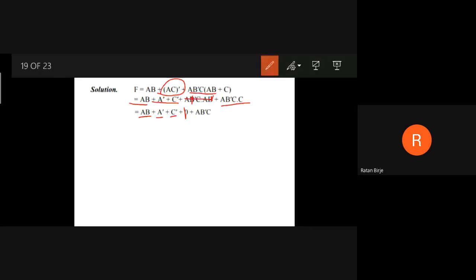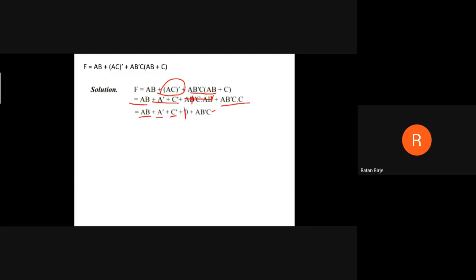Next you have A B bar. Now C dot C, a variable ANDed with itself is the variable. So C dot C is C again.